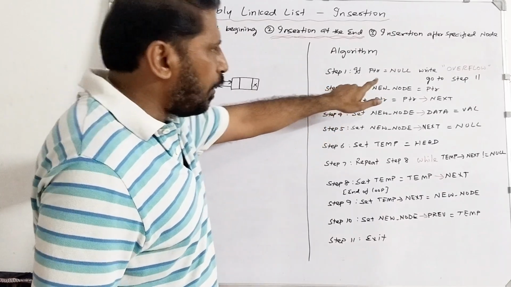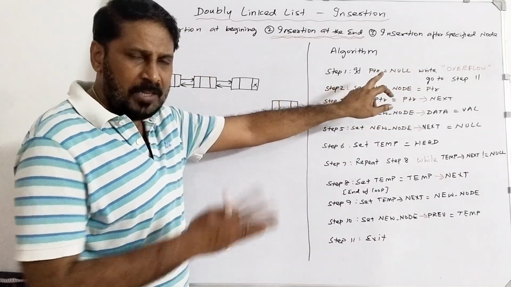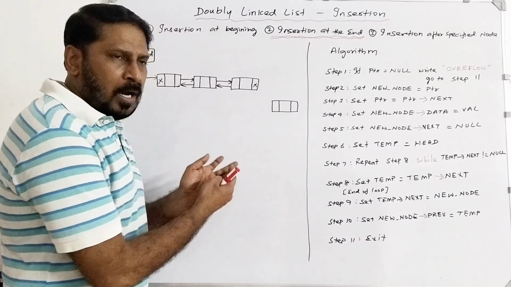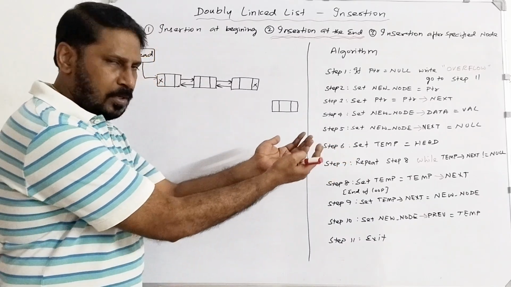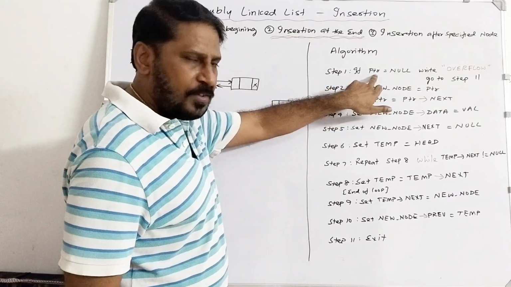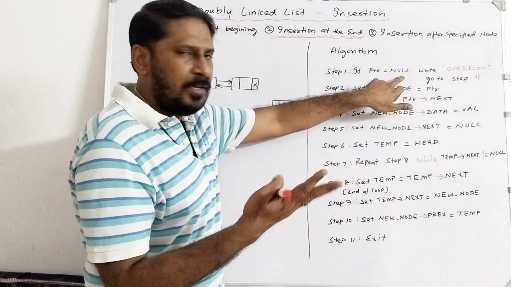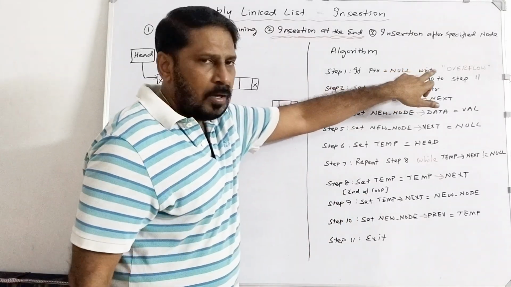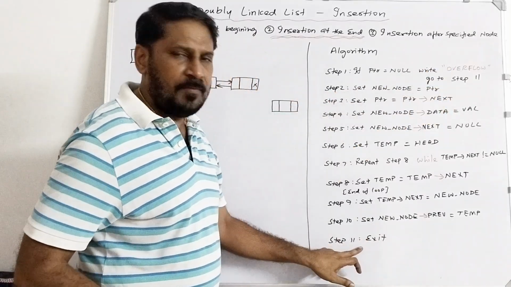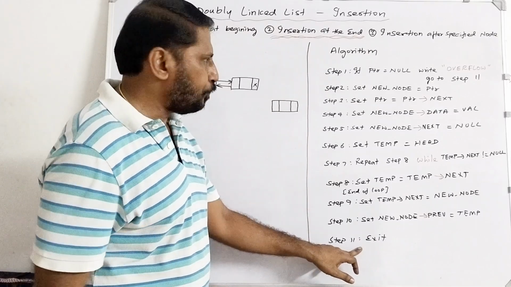Step 1: if pointer equal to null, write overflow, go to step 11. We already know this from the previous cases. Suppose I want to insert one node, I have to take the node from the free list. So I am checking the free list here. If the free list pointer is null, it means there is no free node available, so we are not able to take any node from it. That's why it is an overflow condition. Go to step 11, which is exit. We are unable to do this operation now.